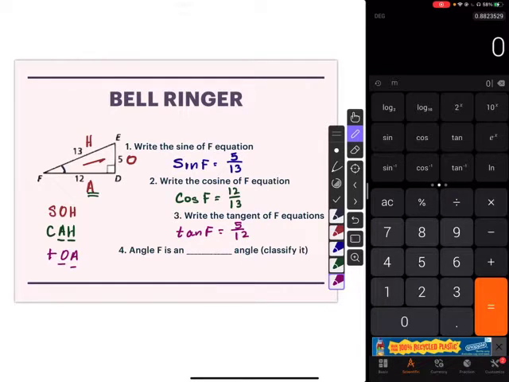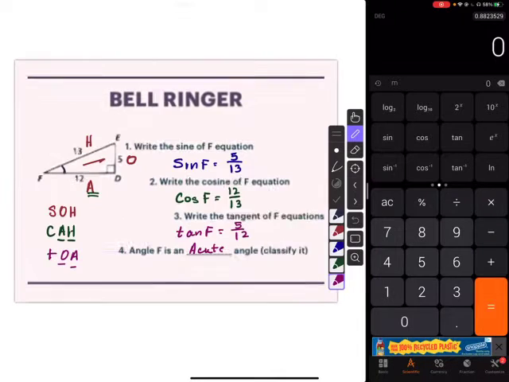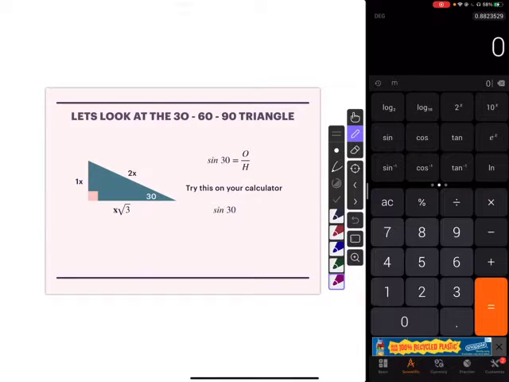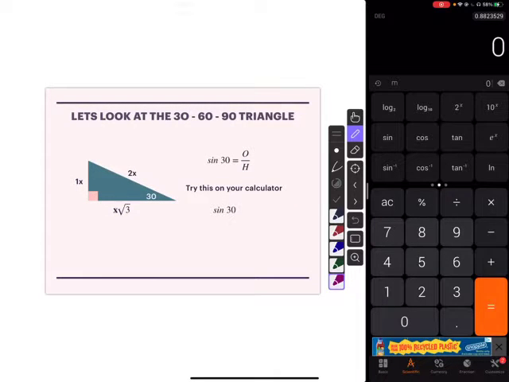It asks us to classify angle F here. Well, angle F has to be an acute angle. It's got to be less than 90 degrees. We already have a 90-degree angle in there. I think that is in the wrong order here. It's all right. We'll work it from here.